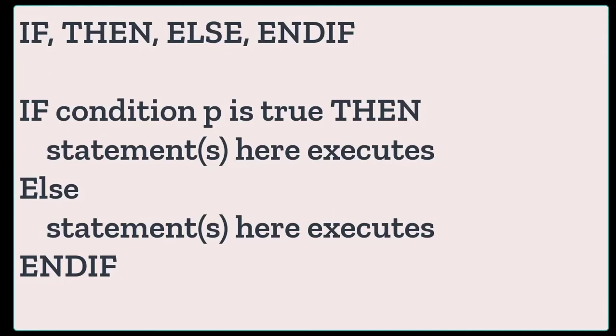If condition P is true, then the statement or statements in the true case will be executed, and the statements in the false case will be skipped. Otherwise, the ELSE statement: the statements in the true case will be skipped, and statements in the false case will be executed. In either case, control then passes to the next processing step after the delimiter ENDIF. A typical pseudocode example might look like this.